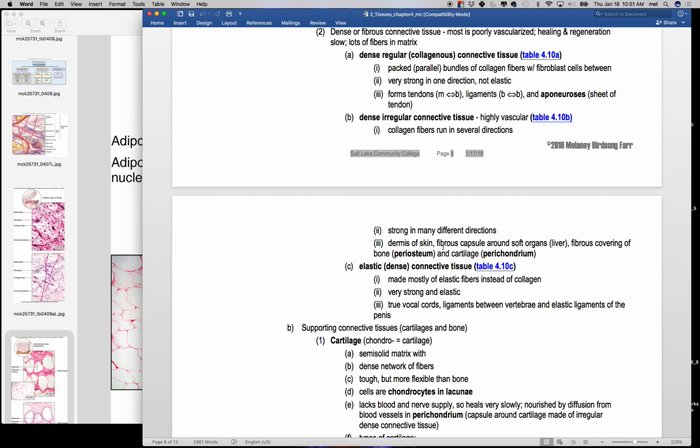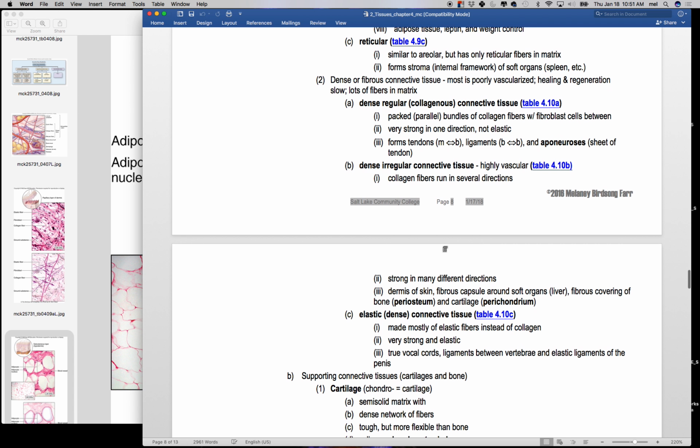Okay, so reticular is the last of the, okay, so adipose. By the way, liposuction is the only way that you can really get rid of your adipocytes after they're formed.